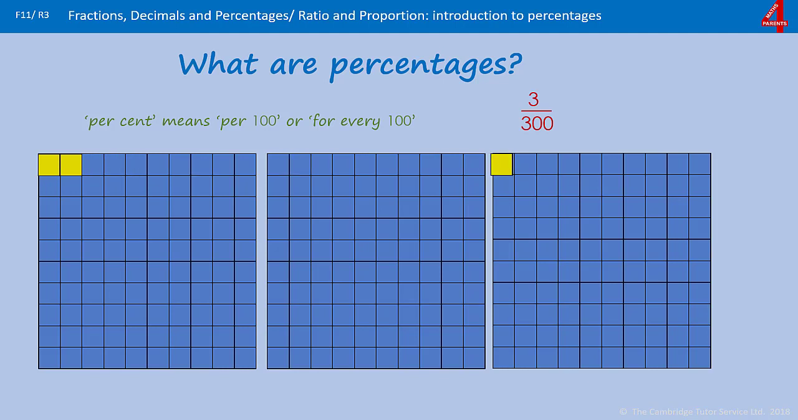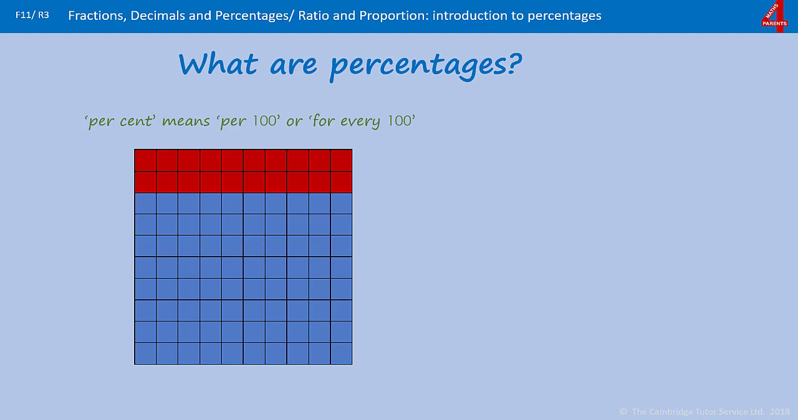If we spread these yellow ones out to see how many we have for each 100, you can see that we have 1 for every 100 blue squares. Looking at that fraction, 3 over 300, if we divide the numerator and the denominator by 3, we have 1 over 100, and 1 out of 100 is 1%. So 3 over 300 is the same as 1%.